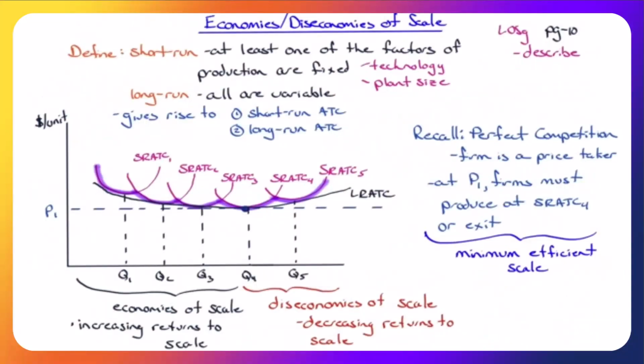LOS keyword: describe how economies of scale and diseconomies of scale affect costs. And before we do, let's make a distinction between the short run and the long run. The short run is the period of time where at least one of the factors of production is fixed, whether it be technology, plant size, the size of the labor force, etc. In the long run, all are variable. So that would vary by industry. This gives rise to short-run average total cost curves and long-run average total cost curves. So let's deal with the short-run average total cost curve first.